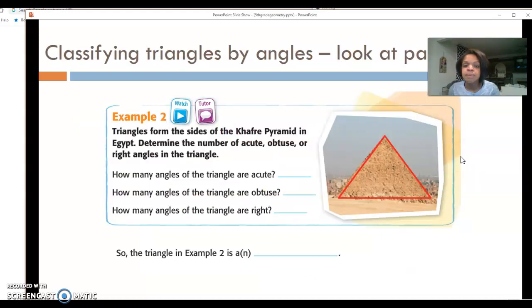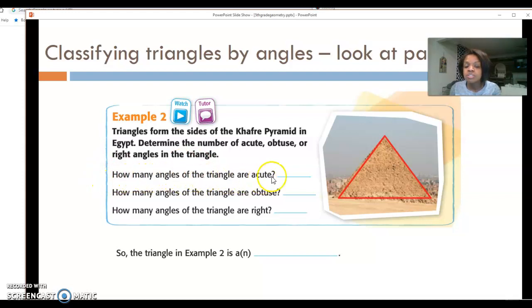Let's look at this example because this one is going to deal with angles. So we just did one on sides. Now we're going to do one with angles, okay? Triangles form the side of the Khafre, I think it's Khafre, pyramid in Egypt. Determine the number of acute, obtuse, and right angles in the triangle. Okay, so looking at this triangle, that's what we're trying to figure out.